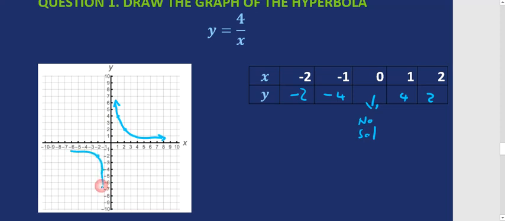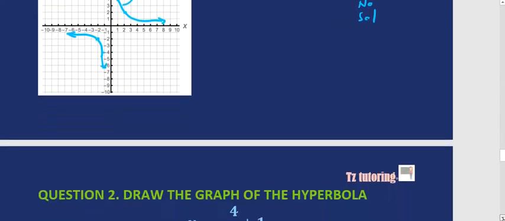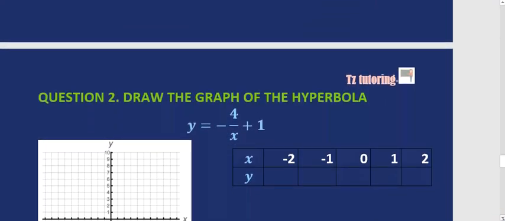Okay, and just remember the graph of the k was positive. That's why our graphs are in the first and the third quadrant. Okay, that will be the graph of that function. Let's move on to the next question.